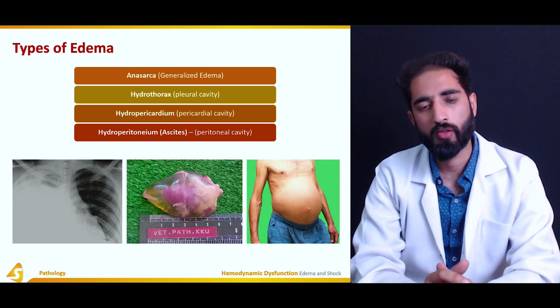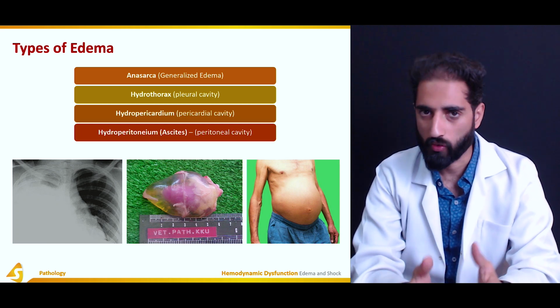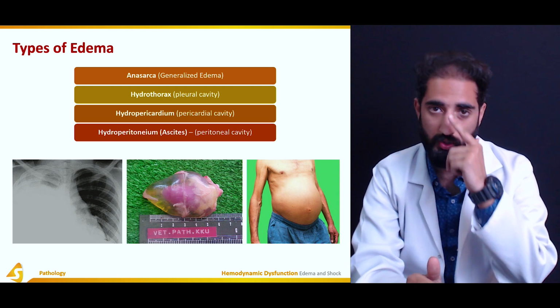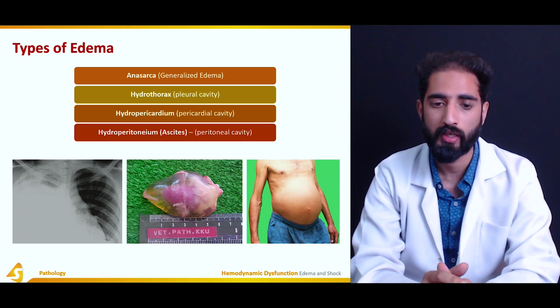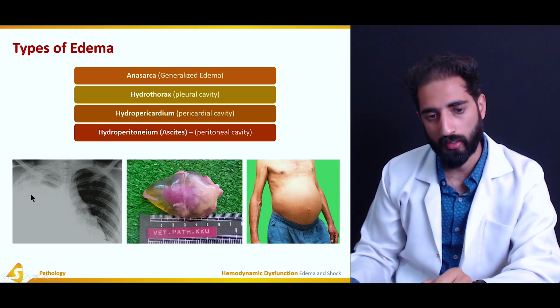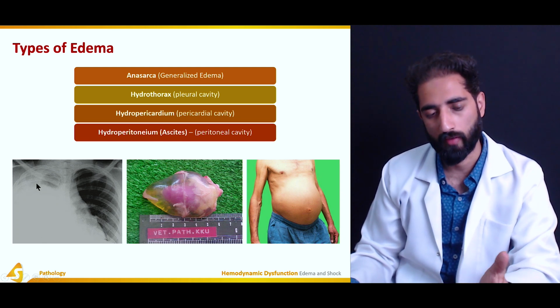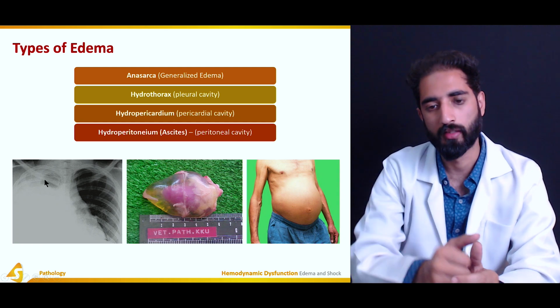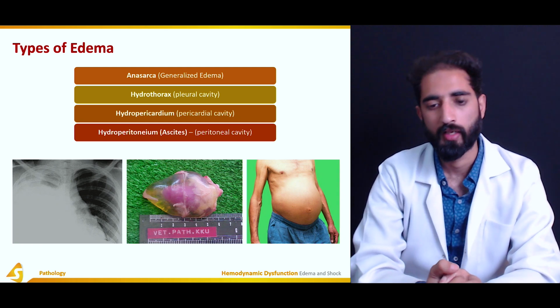Different types of edema include anasarca, which is actually the generalized edema of the body; hydrothorax, in which the edema is in the pleural cavity. So as you can see here in this X-ray, in this part of the pleural cavity, you can see that there is accumulation of the fluid.